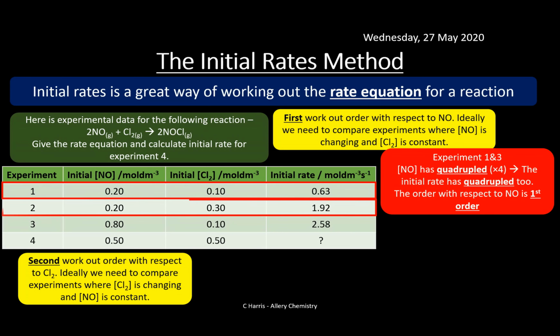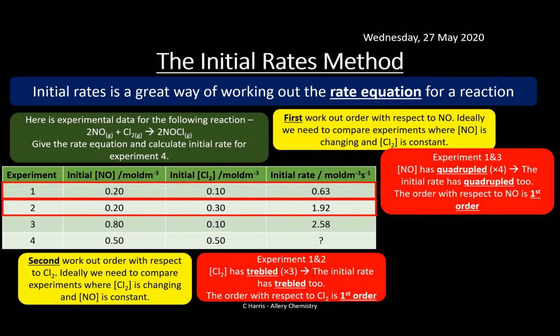There we are. Okay, because you can see that the concentration of NO is now remaining constant, but the concentration of chlorine is now increasing. So any change in rate has got to be because of chlorine and not nitrogen monoxide. So in experiments 1 and 2, you can see chlorine has trebled and the initial rate has trebled as well. So therefore the order with respect to chlorine is actually first order.